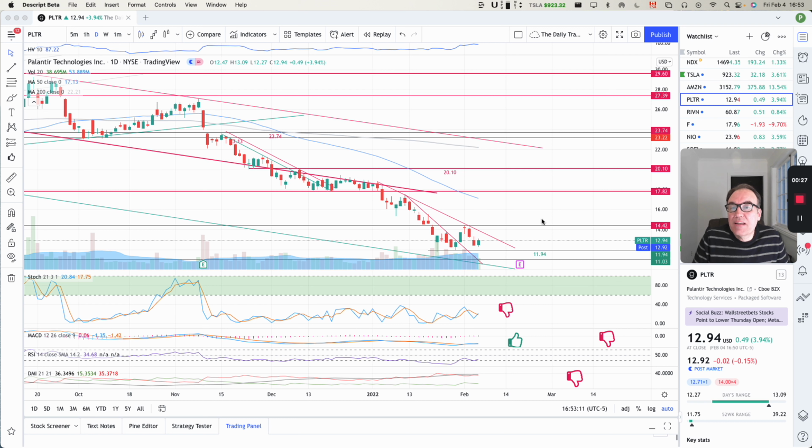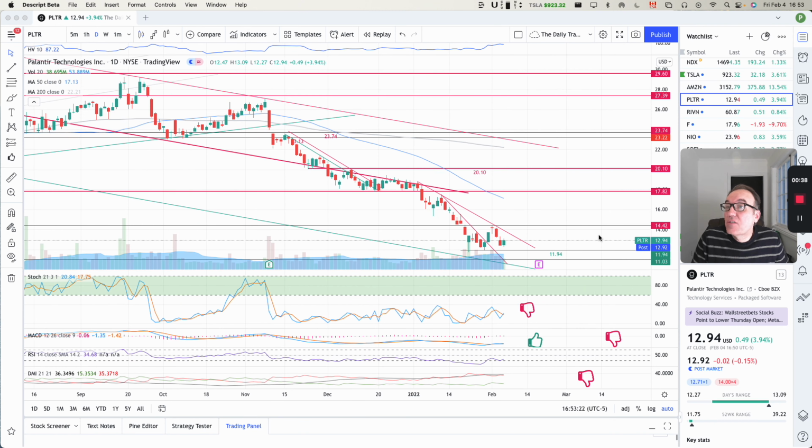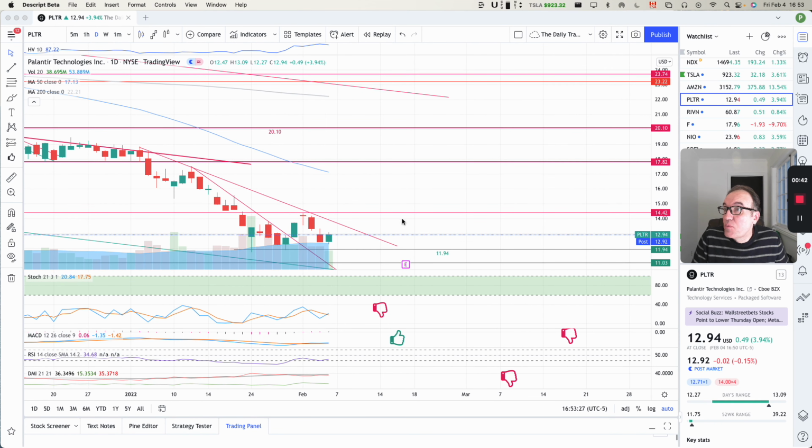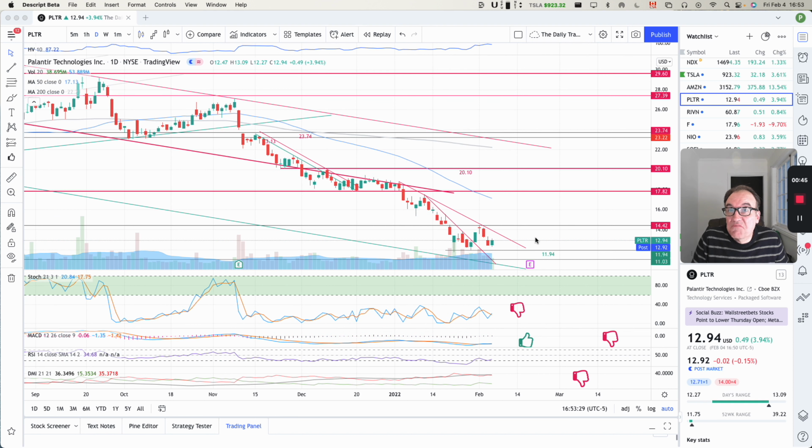Palantir, okay, great. Up 49 cents, 3.94%, 12.94 post market. We are down 2 cents. Looking at those numbers tells us nothing. This is just noise. What is not noise is the chart. So when we look at the chart, we understand that the stock is doing nothing.